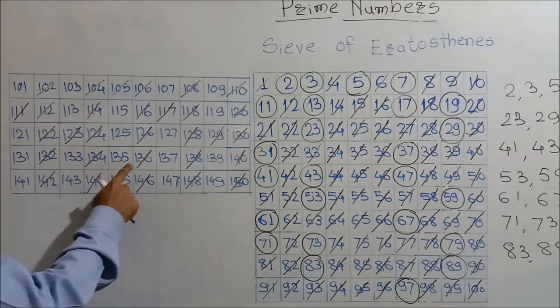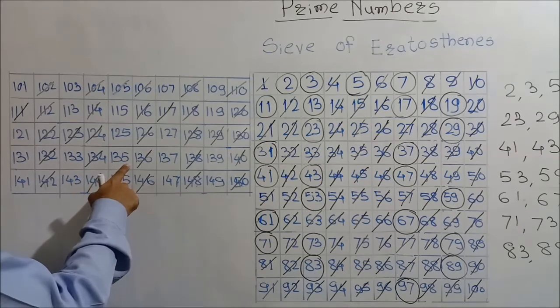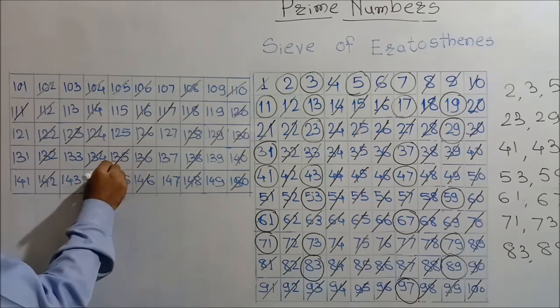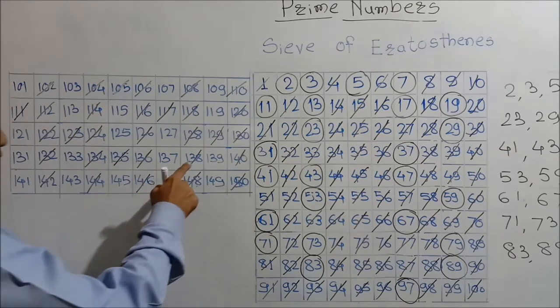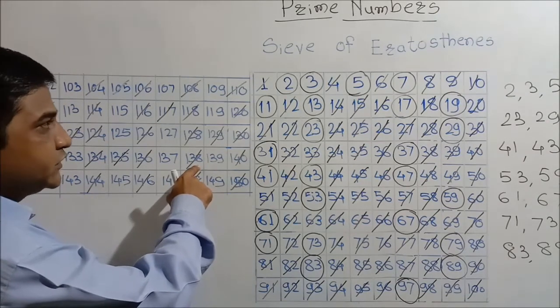We are having 135 as the next. We'll add 1 plus 3, that will become 4, plus 5, that will become 9. So it is also divisible by 3. 138 is the next possible multiple of 3.